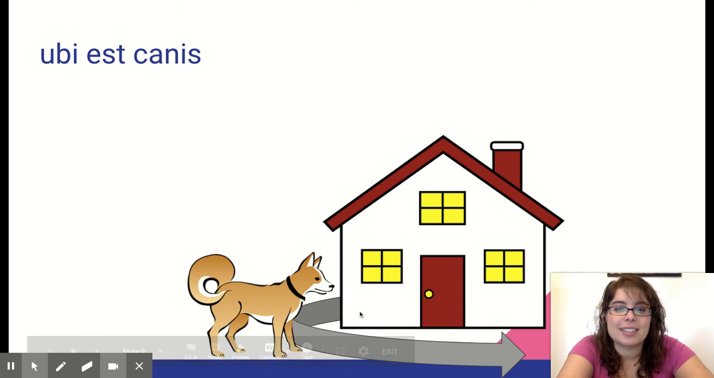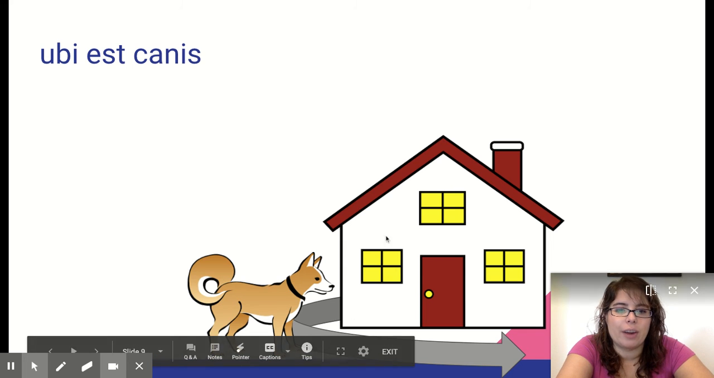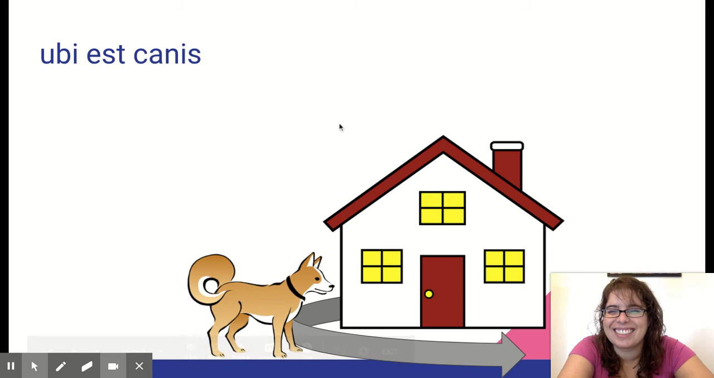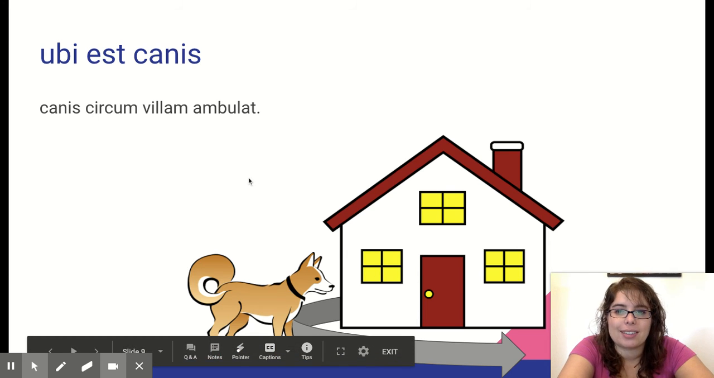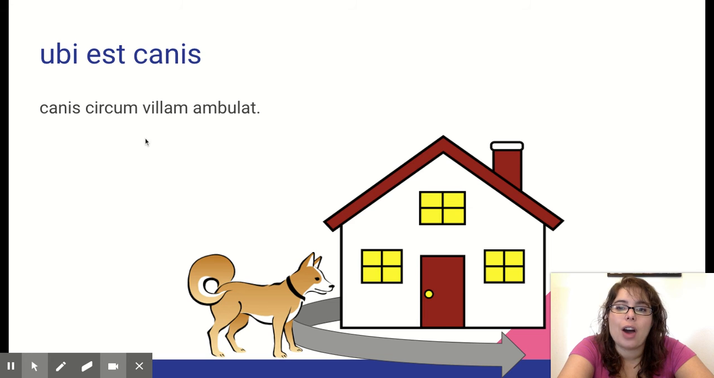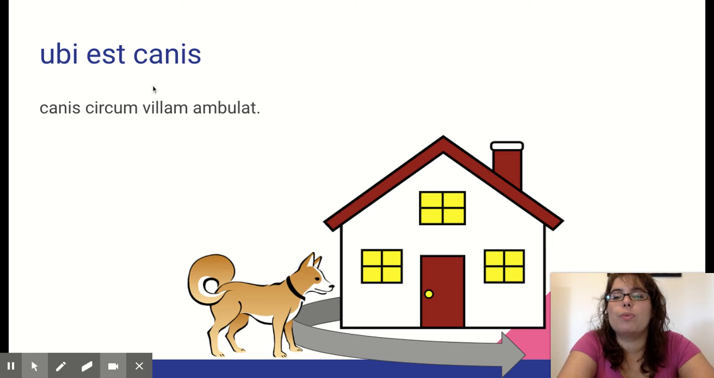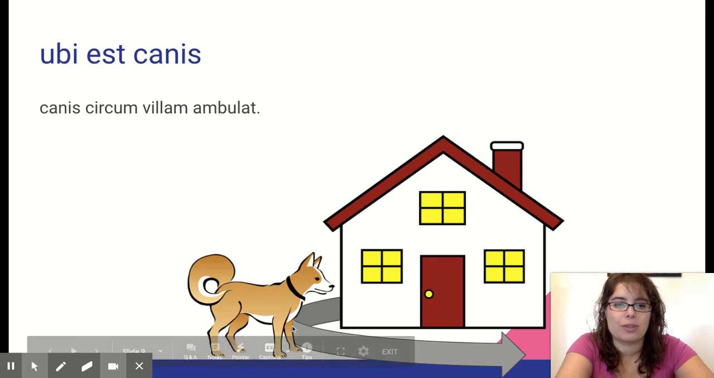Ubi est canis? Take a look at this arrow, figure out where the dog is going. What preposition works the best? Canis circum villam ambulat. So the dog walks around the house. And if you're putting the verb before the prepositional phrase, that's okay. That's more of an English word order, but it's not the end of the world. I want you guys to practice getting the prepositions correct with the correct forms of the nouns, whether it's accusative or ablative. So circum villam is the part I'm most concerned about here, right? He's going around the house.